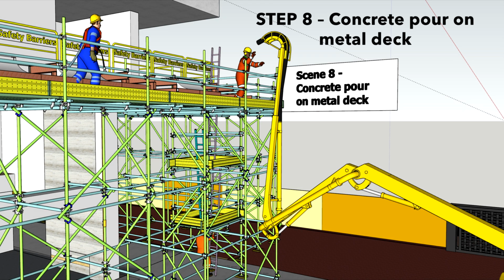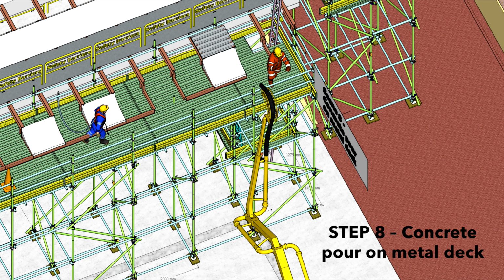In step 8, we'll be observing the process of a concrete pour on a metal deck. As you examine this scene, consider the complexity of pouring concrete at height. The coordination between the pump operator and workers on the deck is vital. Think about the signals and communication methods they might be using to ensure the pour is conducted smoothly and safely.